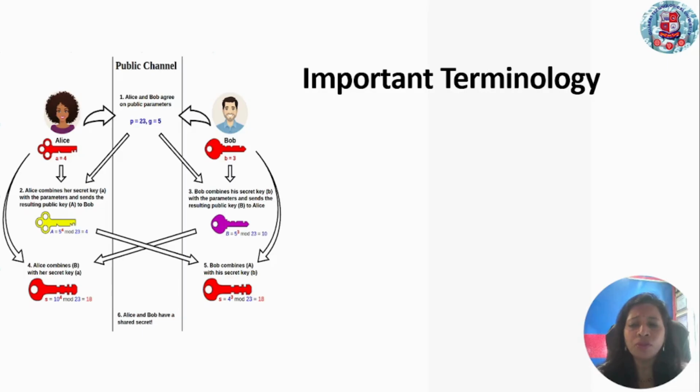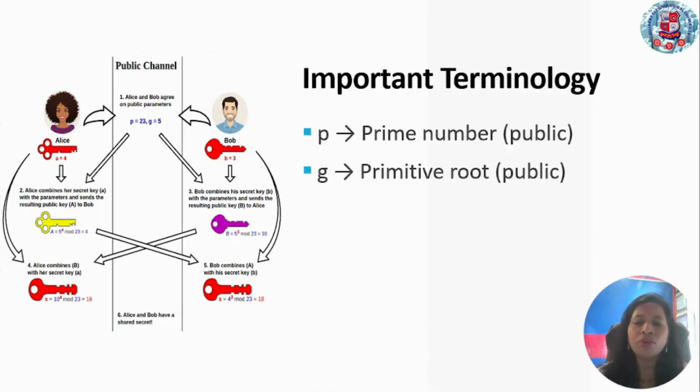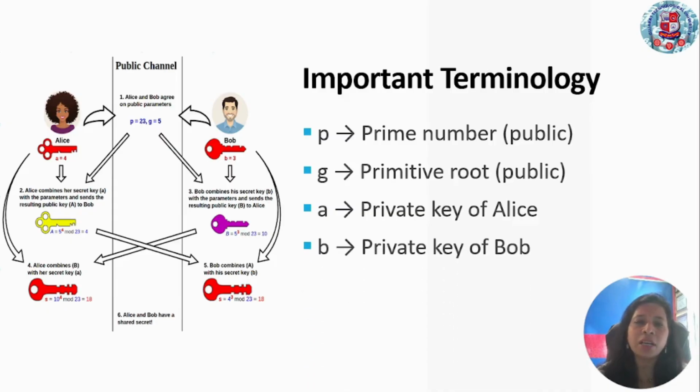So first, a large prime number P is chosen, that is public. Second, a primitive root G is selected. These two values are public. Everybody can know them. Now Alice selects a private key a. Bob selects a private key b. And these two private keys are never shared with anyone.